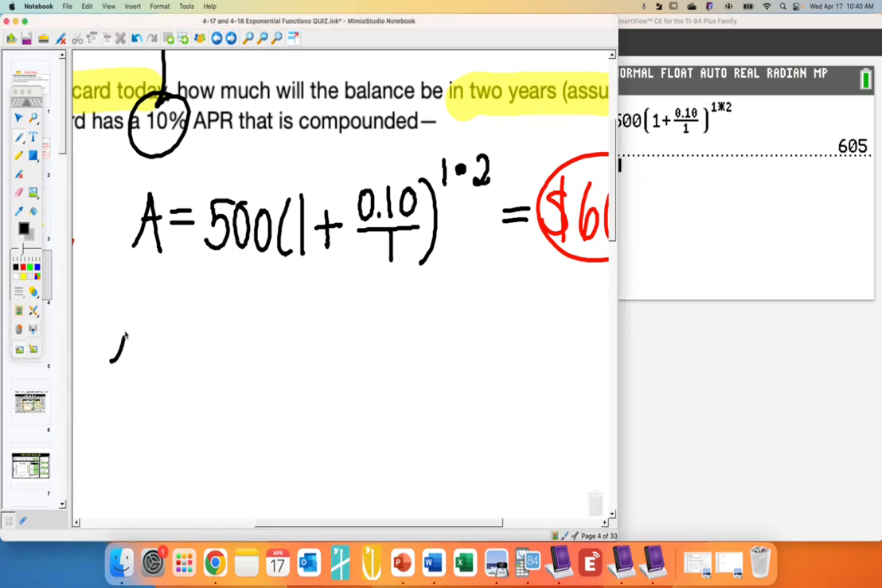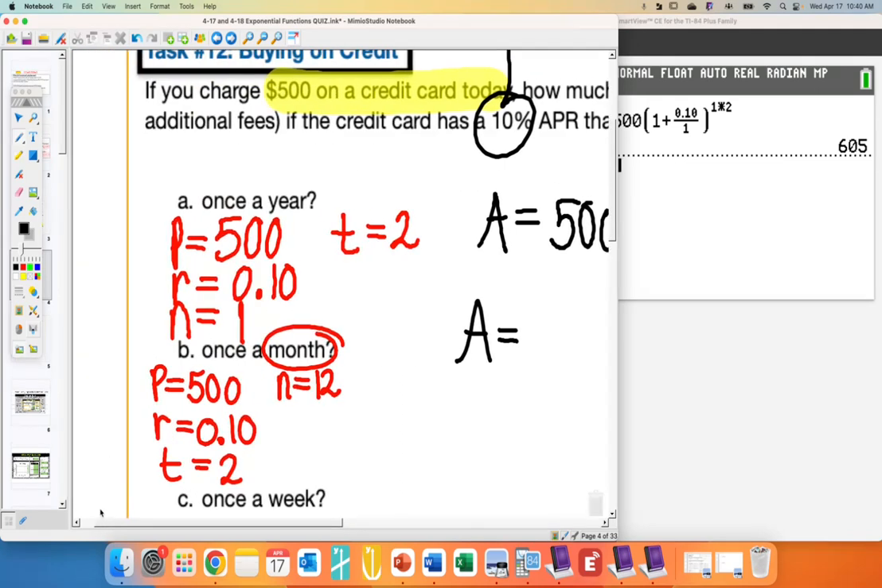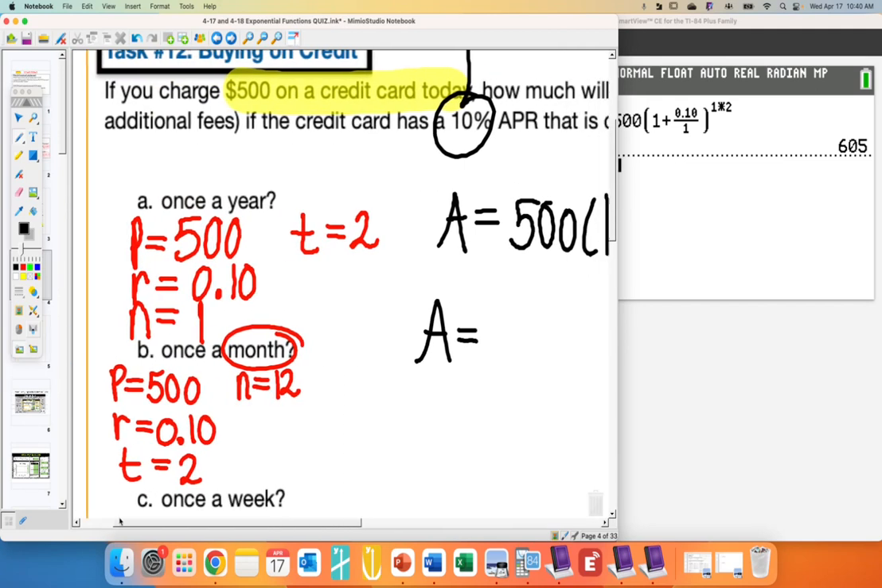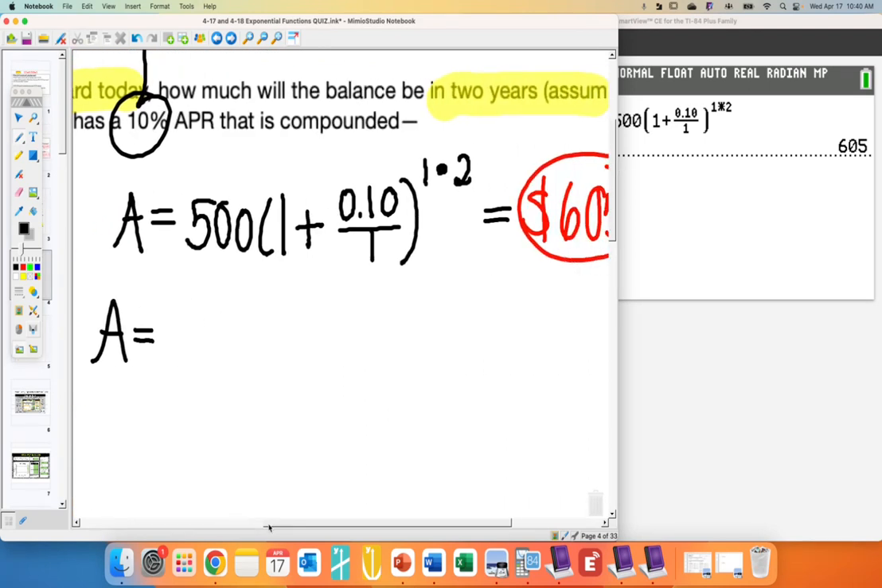I'm on part B, and I'm changing the numbers because it said monthly over here, which means I'm gonna make the n a 12 this time. So where I have a 1 is gonna become a 12. I'm writing it down first, and then I'm gonna type it in. And when you type it in the calculator, I can show you a quick way if you don't already know.